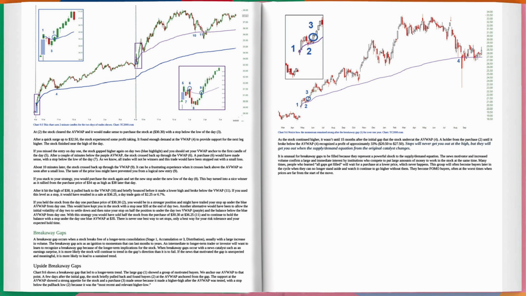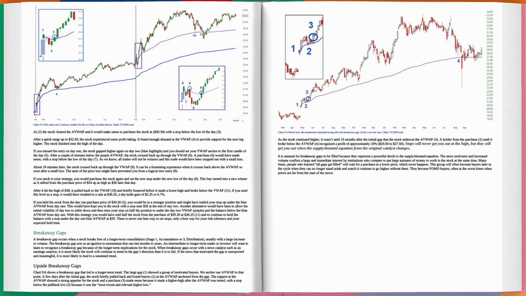The large gap 1 showed a group of motivated buyers. We anchor our AVWAP to that point. A few days after the initial gap, the stock briefly pulled back and found buyers 2 at the AVWAP anchored from the gap. The support at the AVWAP showed a strong appetite for the stock, and a purchase 3 made sense because it made a higher high after the AVWAP was tested, with a stop below the pullback low 2 because it was the most recent and relevant higher low.